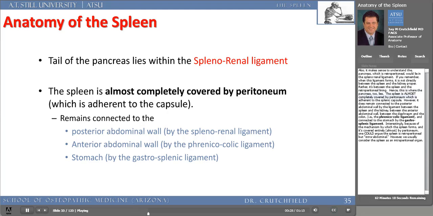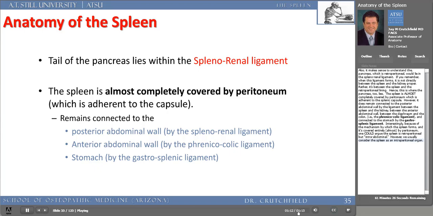The spleen is almost completely covered by peritoneum, which is adherent to the capsule. However, it does remain connected to the posterior abdominal wall by the ligament between the spleen and the kidney, between the anterior abdominal wall, between the diaphragm and the colon, i.e. the phrenicocolic ligament, and it's connected to the stomach by the gastrosplenic ligament. Interestingly, because of the way the spleen forms, and it's covered entirely by peritoneum, one could argue that the spleen is actually retroperitoneal but intra-abdominal.